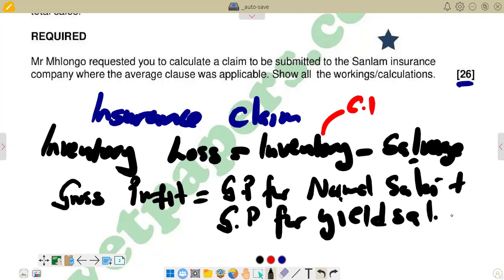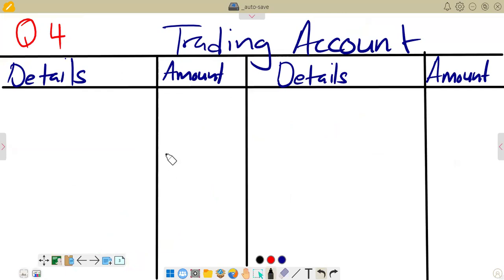So this is exactly what we are going to do. Firstly, we are going to input the figures in the trading account. If you come to our answer section, you'll see that we've got an already prepared trading account there. So we are going to put our figures in terms of what is supposed to be on the debit and what is supposed to be on the credit. Remember, purchases will come to the debit side, sales will come to the credit side.